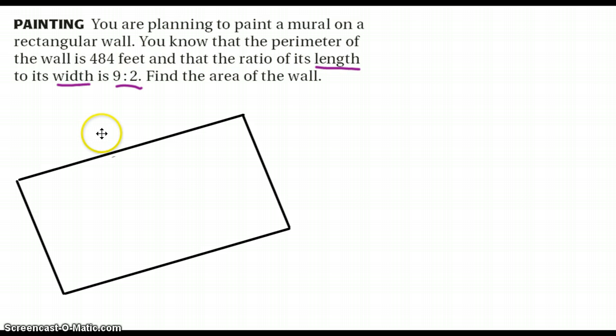So let's label our rectangle length L, width W. It doesn't really matter which one you pick, it just ends up that I called these in this drawing. If length to width is 9 to 2, then length we can call 9x and width we can call 2x. So that's how you know which order you get.